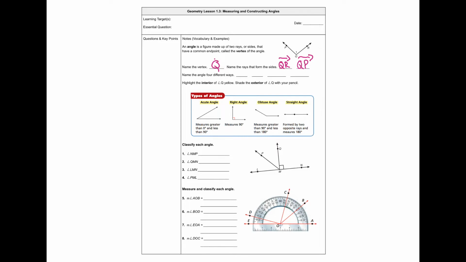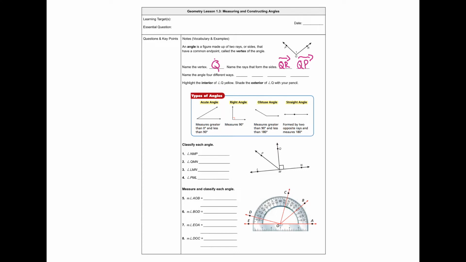Real quick question for you, side question. Are those two rays, ray QR and ray QP, opposite rays? Think about it, pause the video. All right, here's the answer. They are not. They do not make a 180-degree angle and go completely opposite directions.